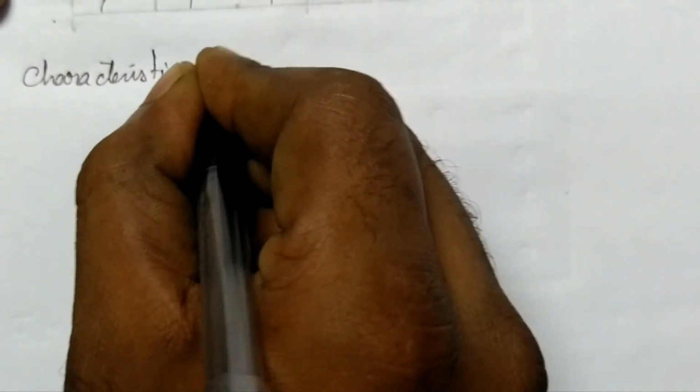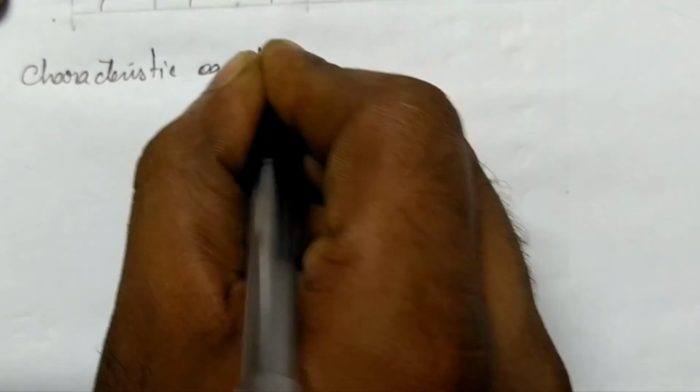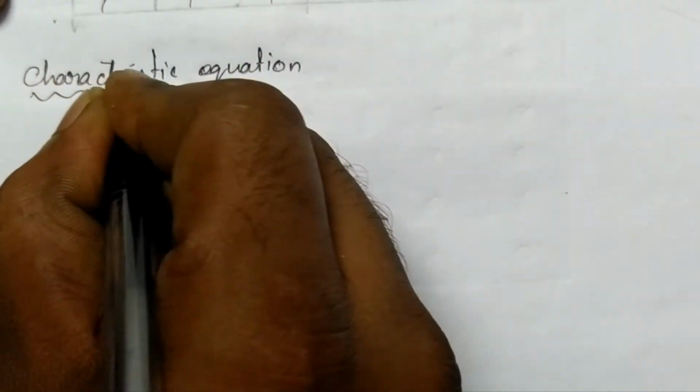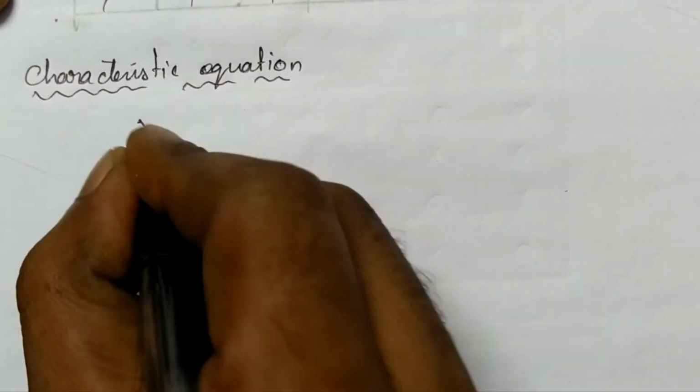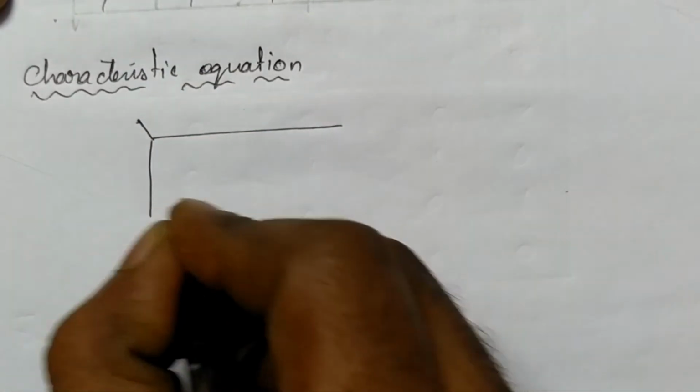The next one, characteristics equation. So here we are having 3 inputs, therefore we need to go for a 3 variable K-map.